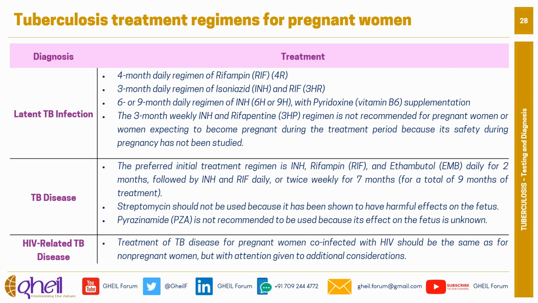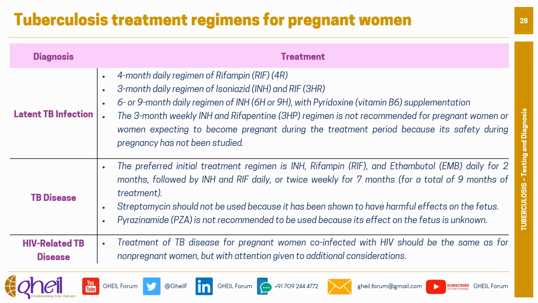TB disease. The preferred initial treatment regimen is INH, rifampin, RIF, and ethambutol, EMB, daily for 2 months, followed by INH and RIF daily, or twice weekly for 7 months, for a total of 9 months of treatment. Streptomycin should not be used because it has been shown to have harmful effects on the fetus. Pyrazinamide, PZA, is not recommended to be used because its effect on the fetus is unknown.